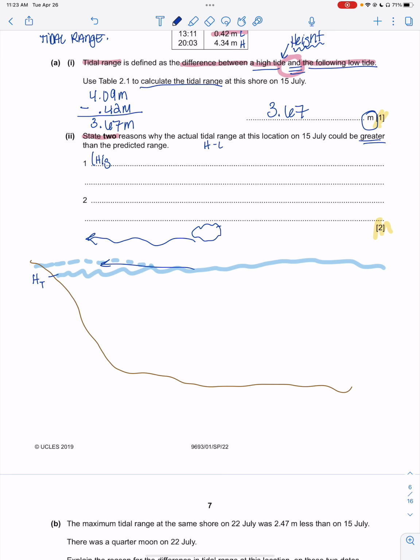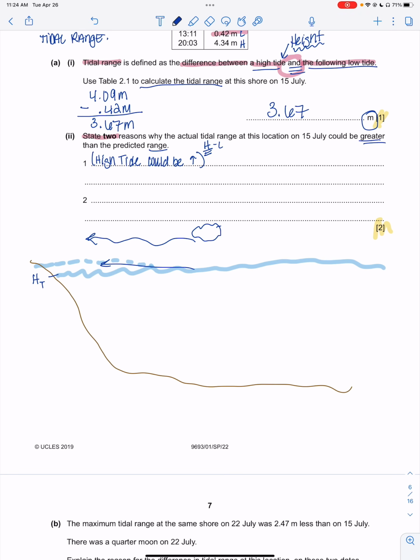Put that in parentheses: high tide could be higher. And so we can answer, what if the high tide was higher? Then you're taking a bigger number, subtracting a smaller number. That would still give you a bigger tidal range, right? The range is the difference.